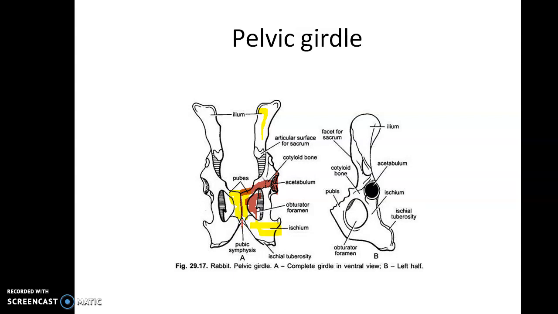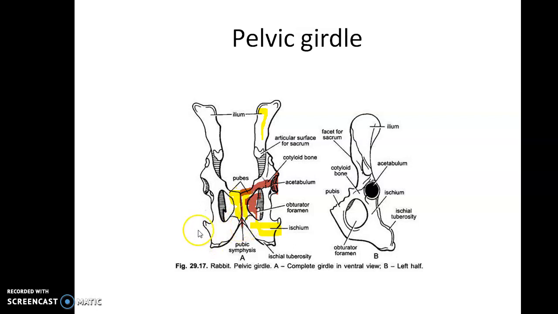So once again, there is ilium, ischium, and the pubis. They all meet at a particular junction, and at that junction there is an acetabulum. There is a foramen here, that is the obturator foramen. It's at the acetabulum that the femur will come and join. The pubis and the ischium are joined in the middle by a pubic symphysis.